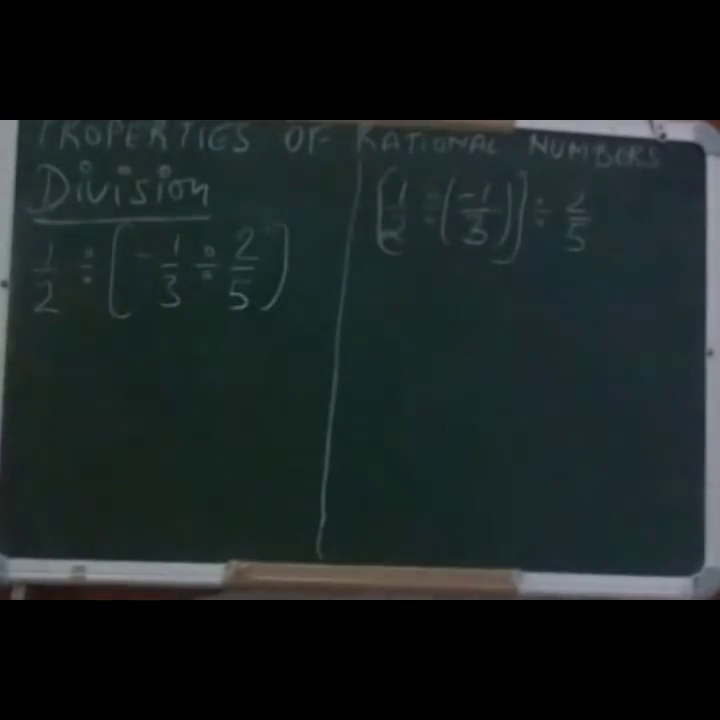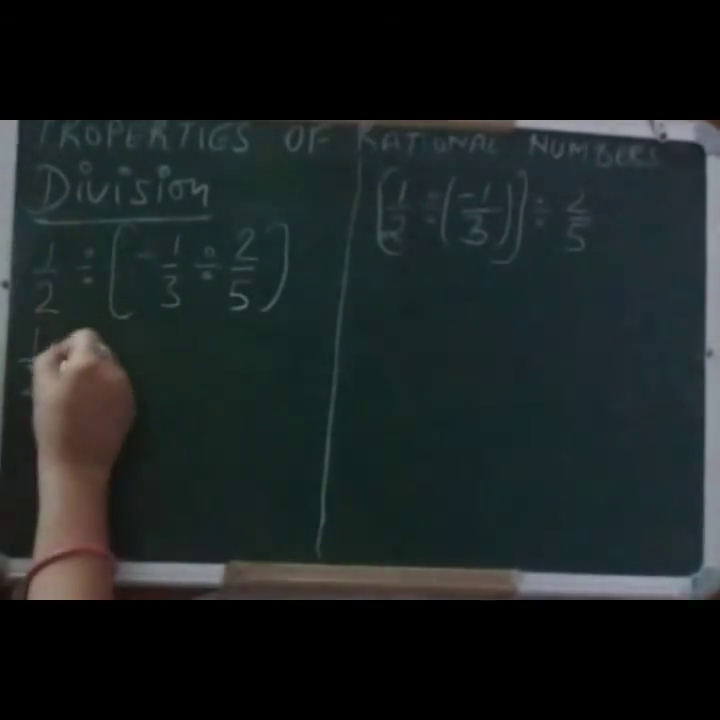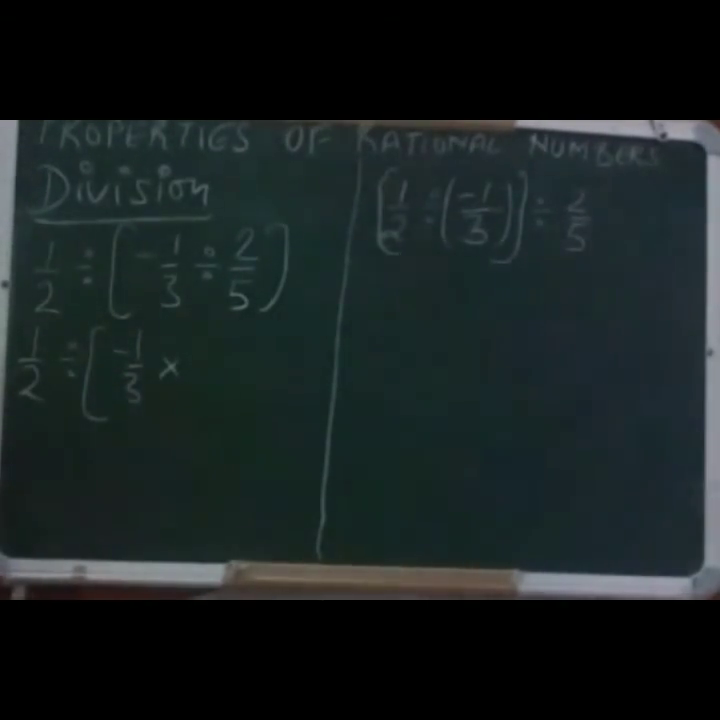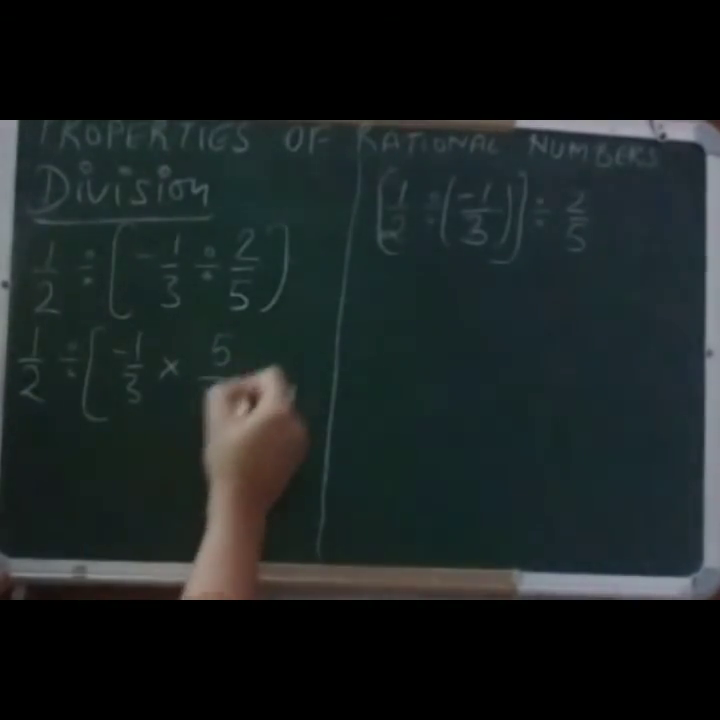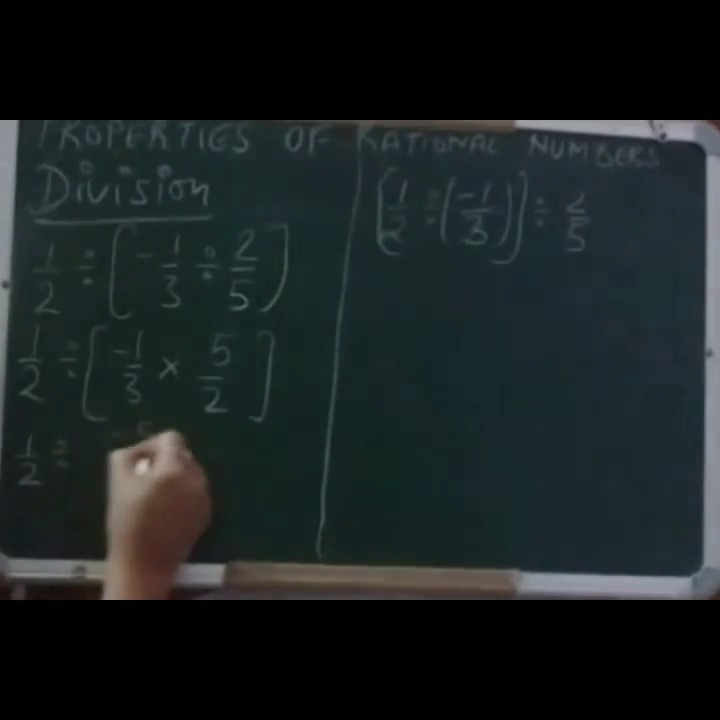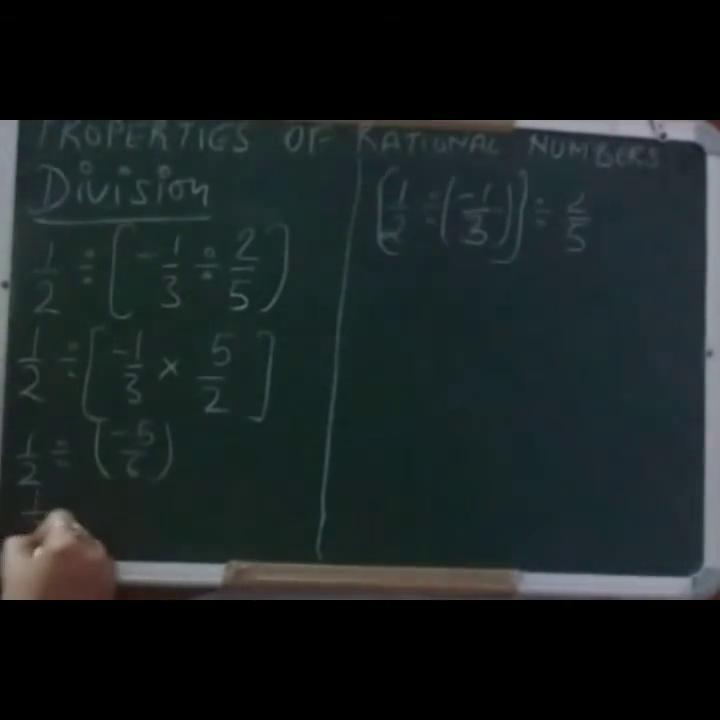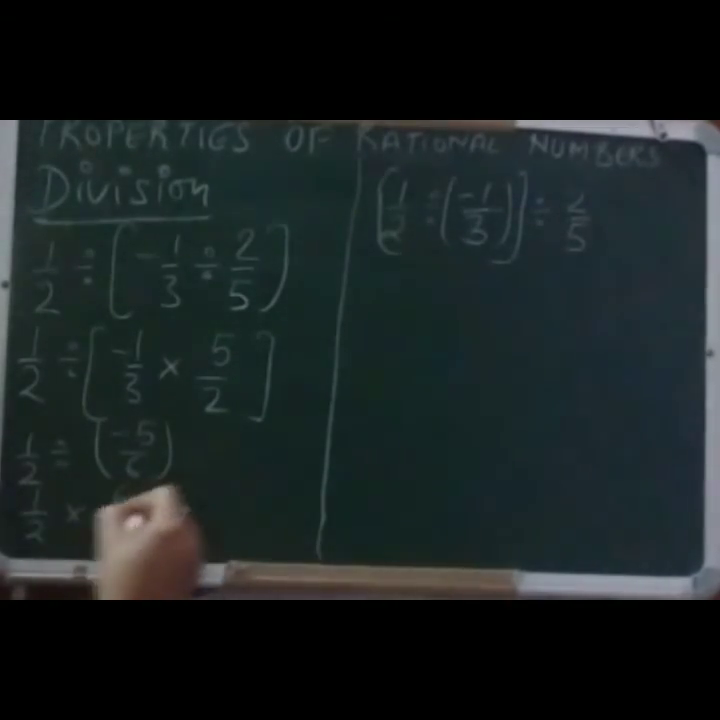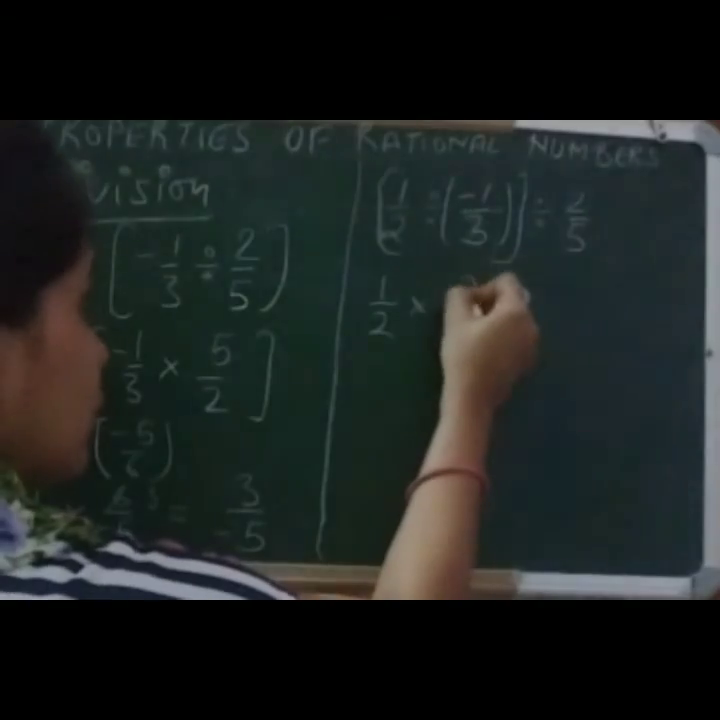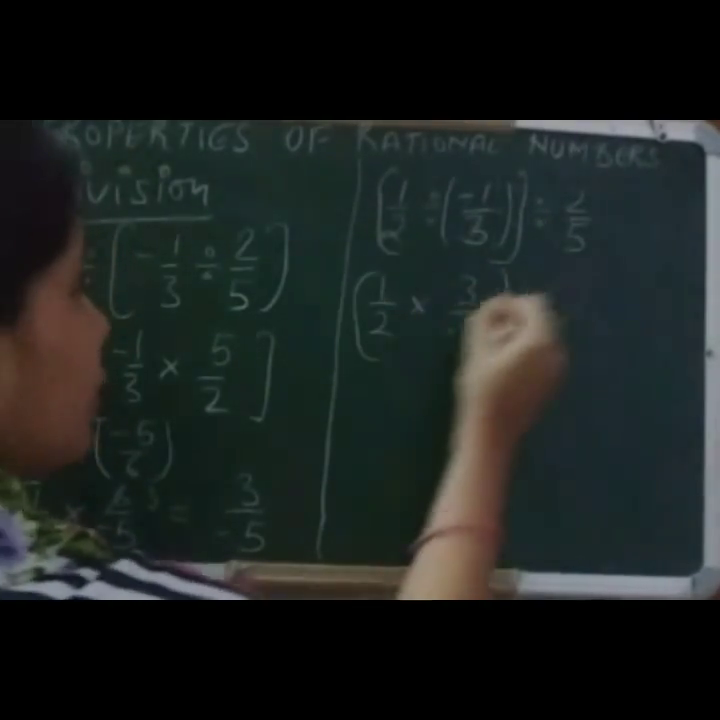Now let's check here for division. 1 by 2 divided by minus 1 by 3 we will write, and this will be converted, and here it will become the reciprocal. So it is 1 by 2 divided by minus 5 by 6, and 1 by 2 again here, 2 3s are 6. It is 3 by minus 5. Now here we will check. It will again be the reciprocal here.